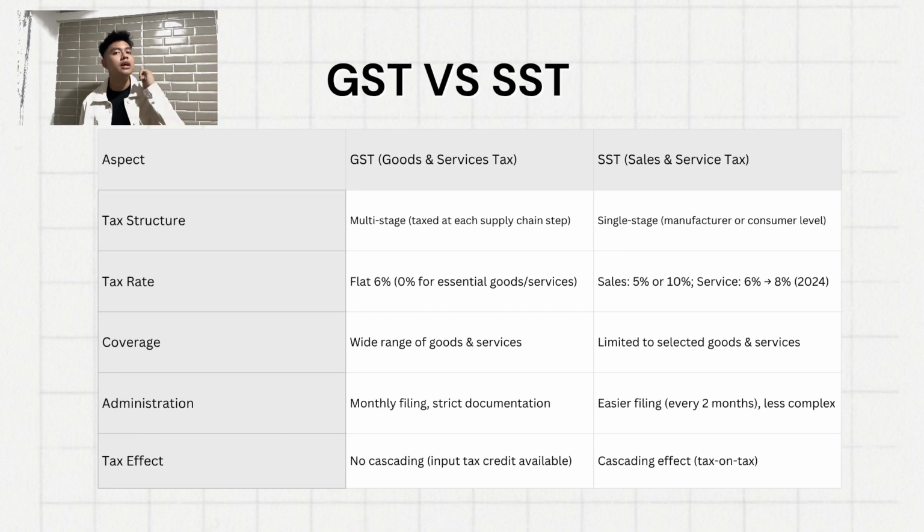This is the most interesting part. Indexing: SST causes a cascading effect, tax on tax, increasing the final price. GST avoids it by allowing businesses to claim input tax credit, which means it's a value-added tax applied at every stage of the supply chain, but with the difference that the business is allowed to claim back the GST that they have paid on their purchases, making it more transparent and also efficient.